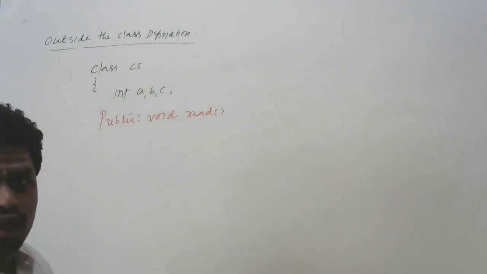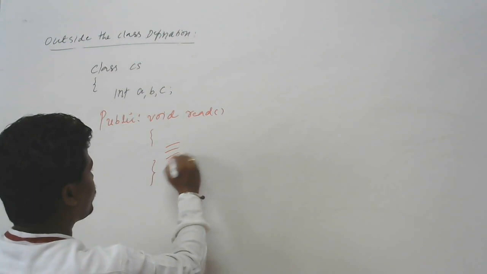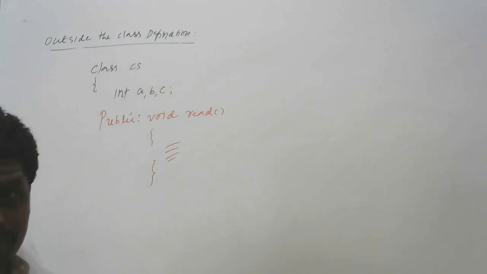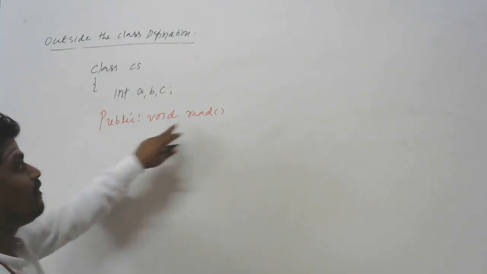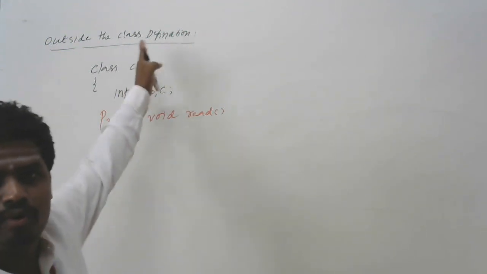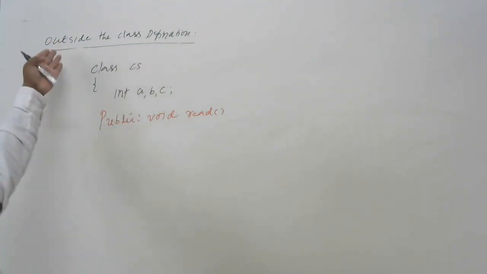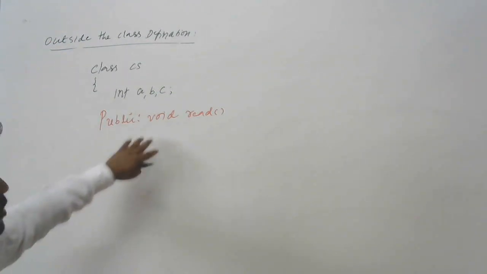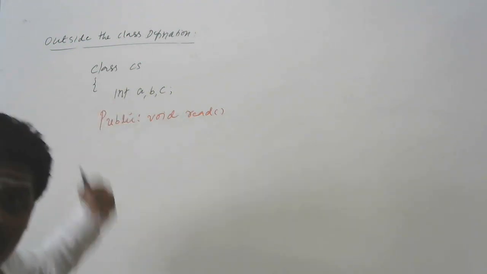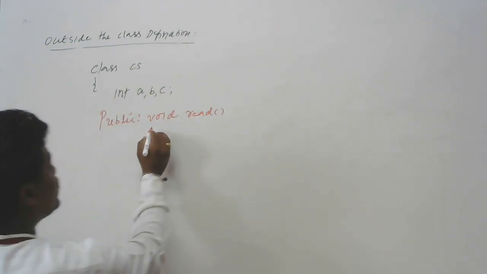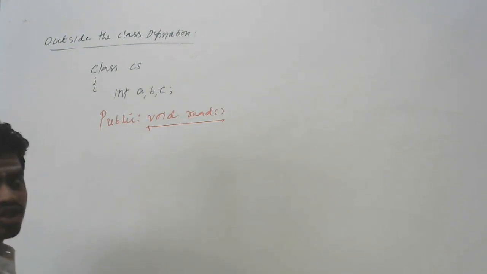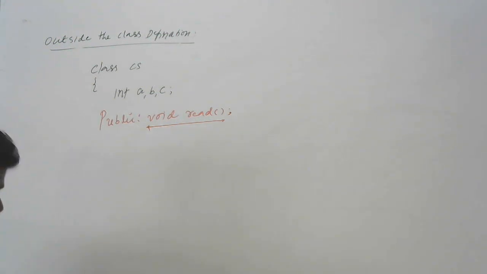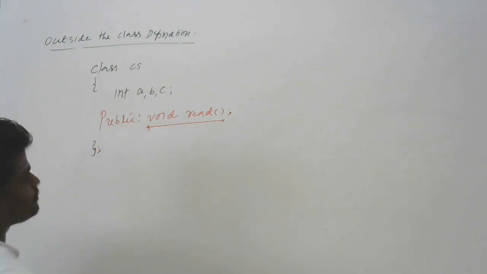Outside the class definition. So no need to define this kind of body here, because you are calling the same body outside the class block. Just declare the function name, that's it. This definition indicates you are calling the member function outside the class. So you are supposed to call it outside the class. Before calling, you are supposed to declare the name of the function inside the class, and I have declared that function name, read. Then immediately I will close the class block.